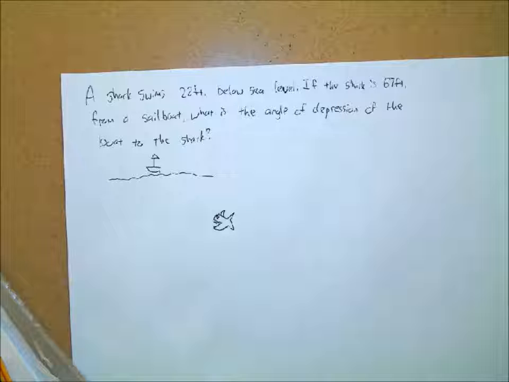You can round to the nearest degree if you want to, that's fine. Round to the nearest degree. So I think when it says the 67 feet there, it's from the sailboat. So the distance from the sailboat to the shark. So that would be 67.